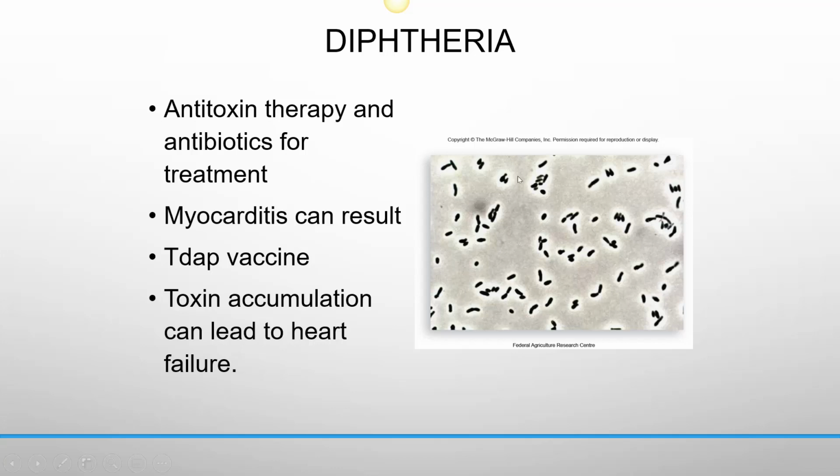If you look at this under the microscope, this is what it looks like, and they sometimes refer to this as Chinese letters. It's not a really good representative picture, but sometimes you'll see them stacked together and they kind of look like Chinese letters. So that's one of the diagnostic features of Corynebacterium, the Chinese letters formation.